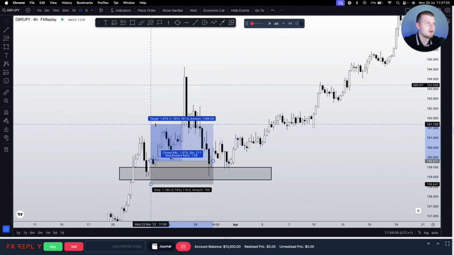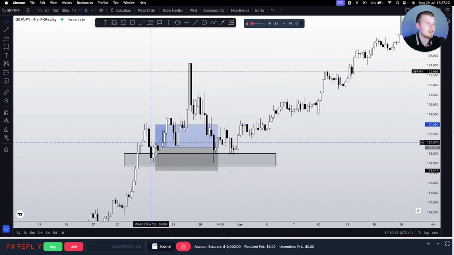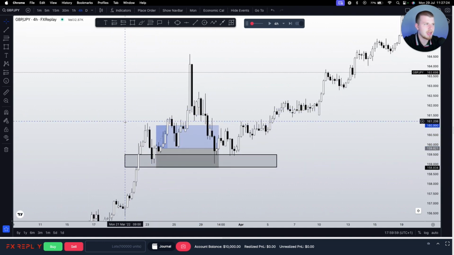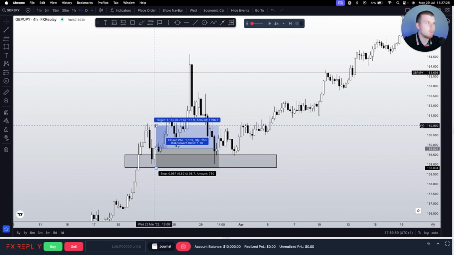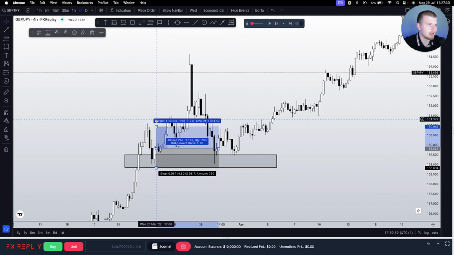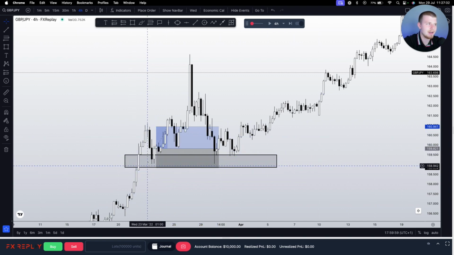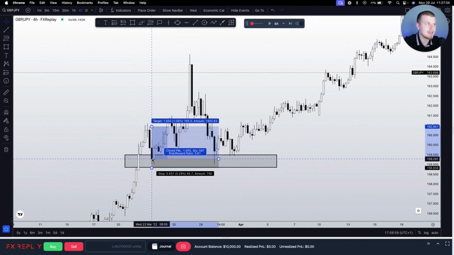And where do we target? Well, we can decide where to target. We can either target the internal liquidity, or we can target the external liquidity. We're targeting internal liquidity right here. We can just target a previous high, so we can get in when price is respecting this fair value gap, even here if you wanted to.